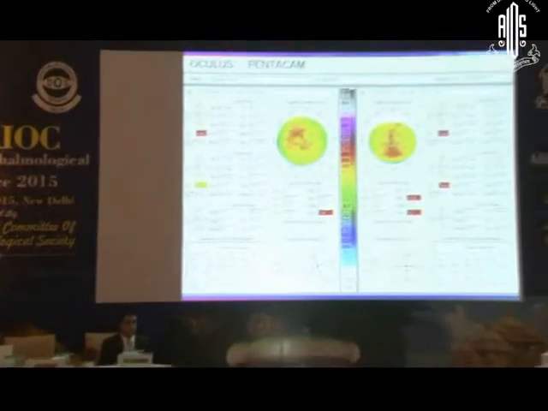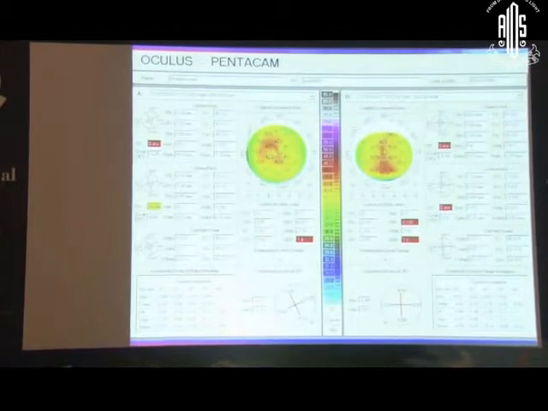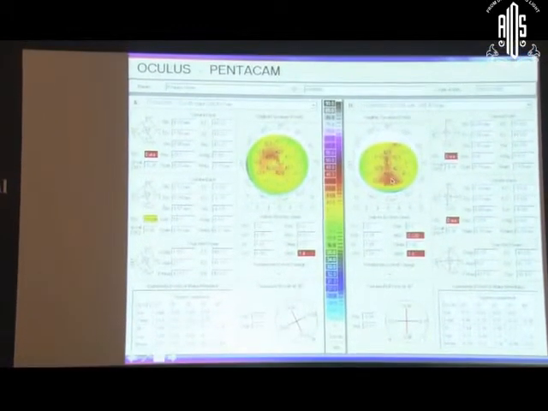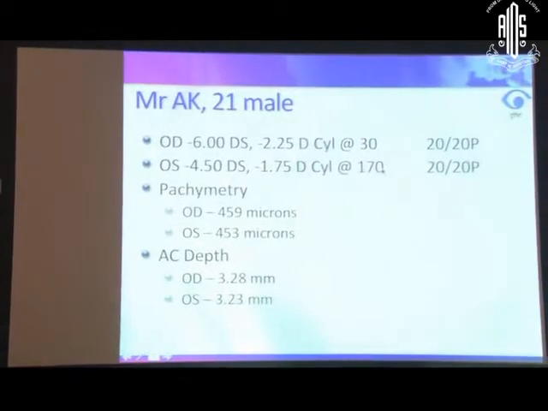Let's start with a situation where there is a 21-year-old male who has walked in as a LASIK candidate. He has a correction of -6 diopters in the right eye with 2.25 astigmatism at 30 degrees, and the left eye 4.5 sphere with 1.75 at 170. He improves to just about 6/6 partial. These are the Pentacam anterior curvature reports, and you'll notice a slightly suspicious steepening, but it's not enough to flag it. This is the further data for this patient.